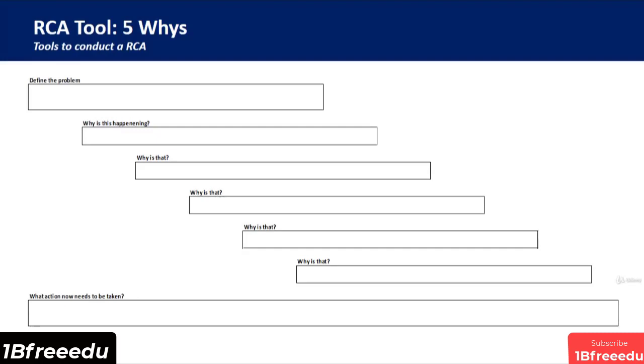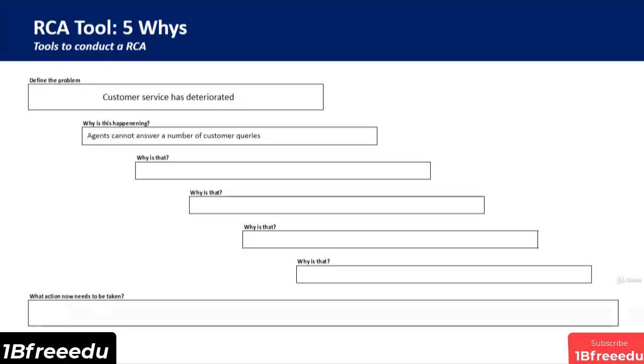And then we go down step by step to ask, why is this happening? Why? And we keep asking that until we can get to a point where we can no longer ask that. And then we have to identify what action can actually be taken at this point. So let's go through our example. So define the problem. Customer service has deteriorated. So why is this happening?